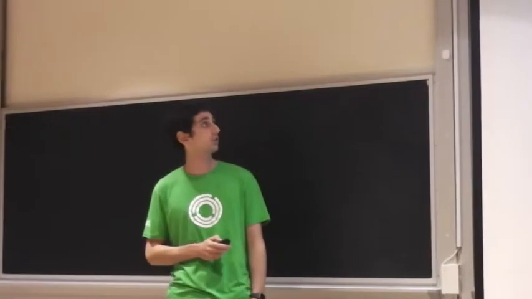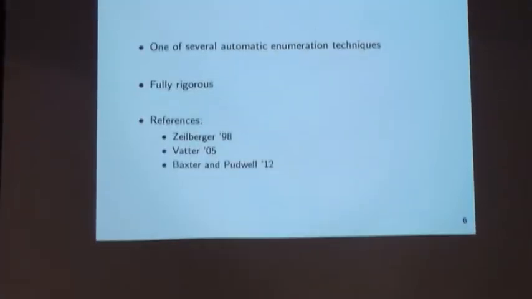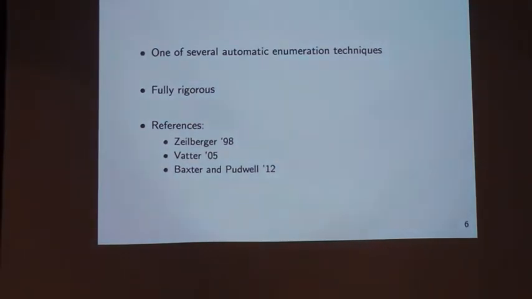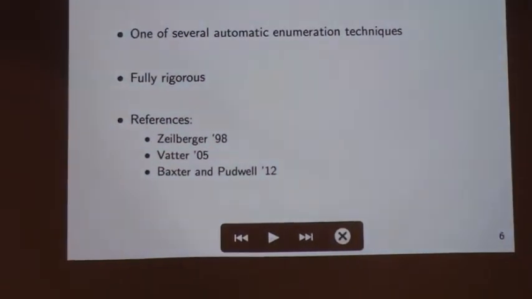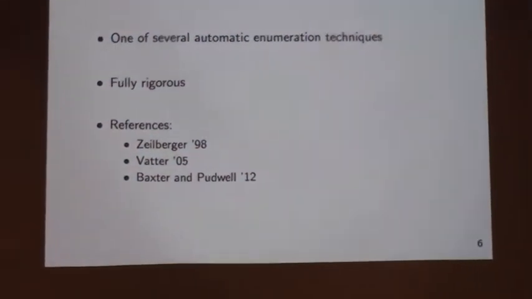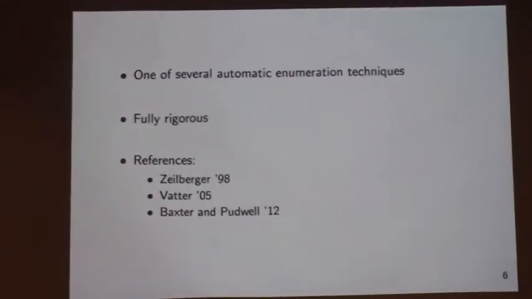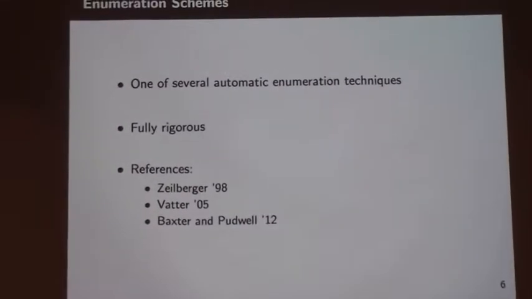So the first experimental strategy for counting pattern avoiding permutations was enumeration schemes. And these are just one of several automatic enumeration techniques. We'll talk about another one in just a second. They are fully rigorous, so if your enumeration scheme says that there are so many permutations of length n that avoid some pattern sigma, then that's true. That's as certain as if a person had proved it by hand.